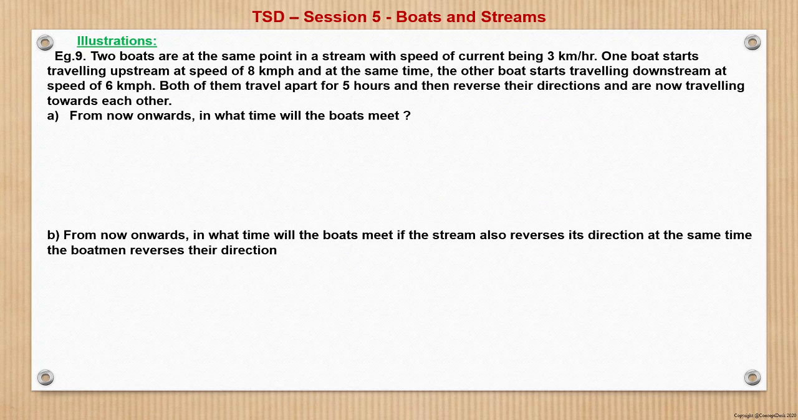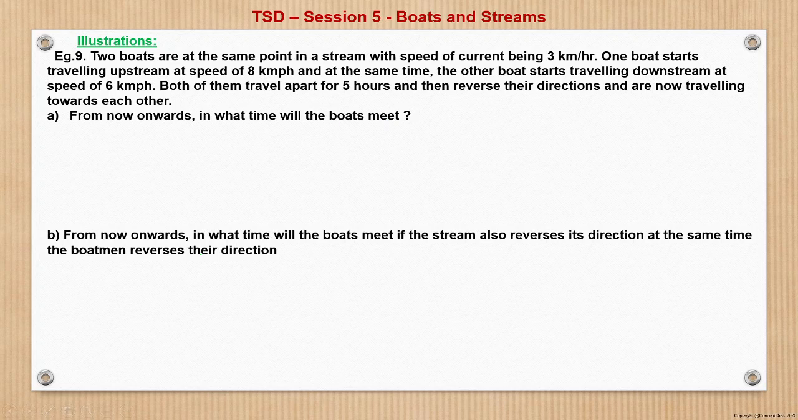Now moving to question number 9. Here two boats are at the same point in a stream with speed of current being 3 km per hour. One boat starts traveling upstream at a speed of 8 km per hour, and at the same time the other boat starts traveling downstream at a speed of 6 km per hour. Both of them travel apart for 5 hours and then reverse their direction and are now traveling towards each other. From now onwards, in what time will the boats meet?